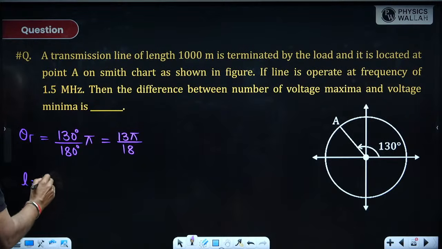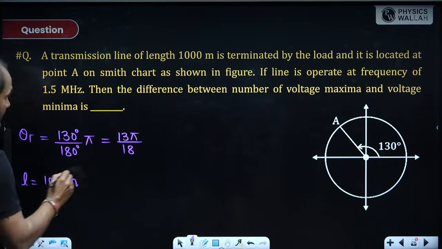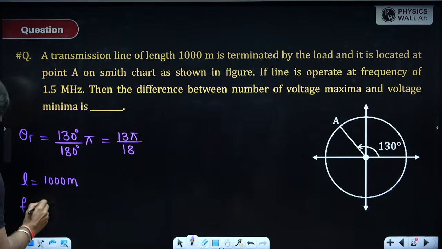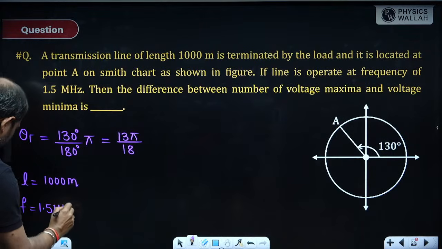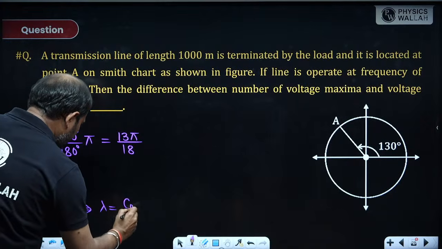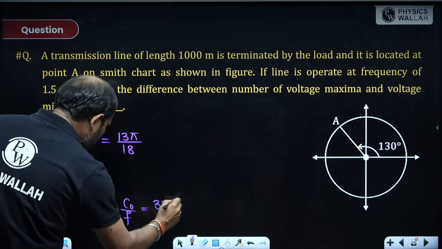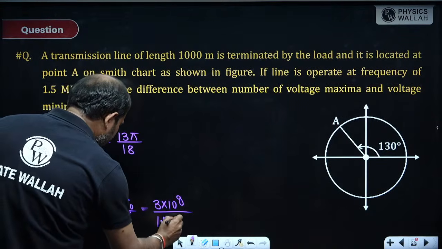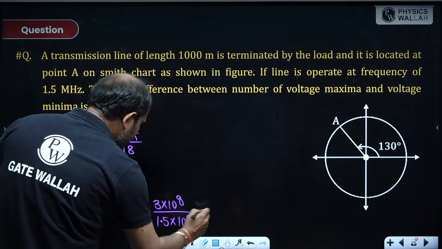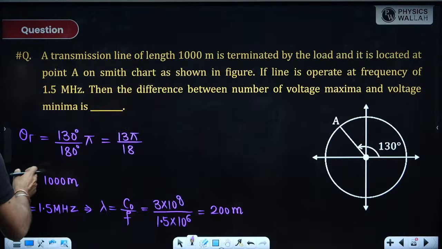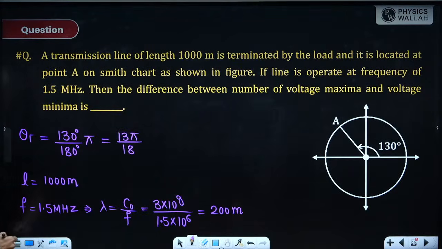Length is given. How much? 1000 meter. Frequency is given. How much? 1.5 megahertz. So lambda is equal to C0 upon F. C0 is equal to 3 into 10 to the power 8 and F is 1.5 megahertz, 10 to the power 6. So it will be 200 meter. So lambda we have calculated, length we have calculated. We have to calculate voltage maxima and minima difference.